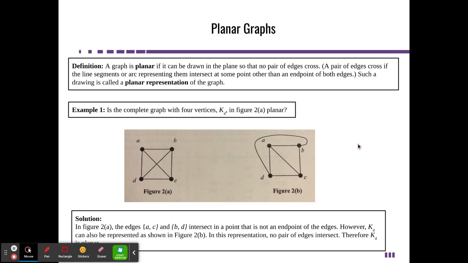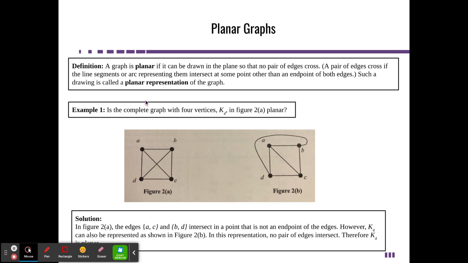All right. So starting us off here, definition. A graph is planar if it can be drawn in the plane so that no edges cross. A pair of edges cross if the line segments or arcs that represent them intersect at some point. Such a drawing is called a planar representation. So if something is planar, it's called a planar representation of the graph.